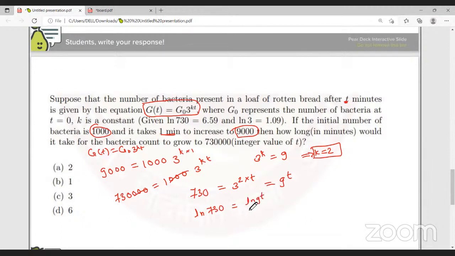That is t ln 9. So do we have the value of ln 9 here? We are given the value of ln of 3, right? Yes. ln of 730 is given, and ln 3 is also given. So I can put twice ln 3 into t here. So ln of 730, 6.59, equals 2 times t into ln of 3, 1.09. To simplify this for t, you get t equal to 6.59 by 2 into 1.09. So what is the answer? 3.022, or something near 3.